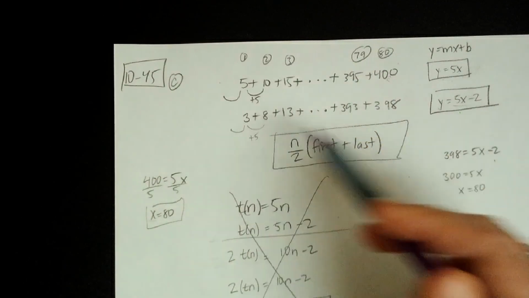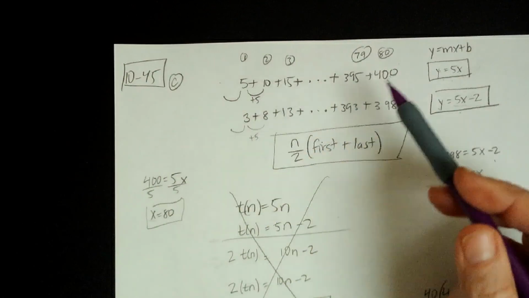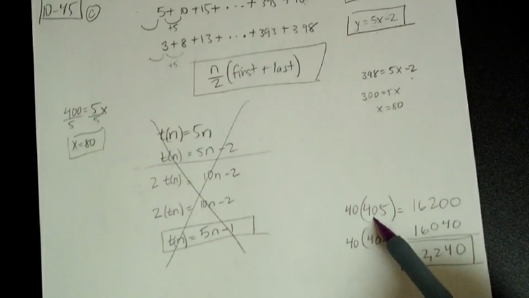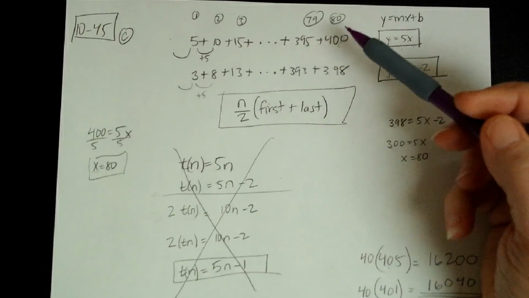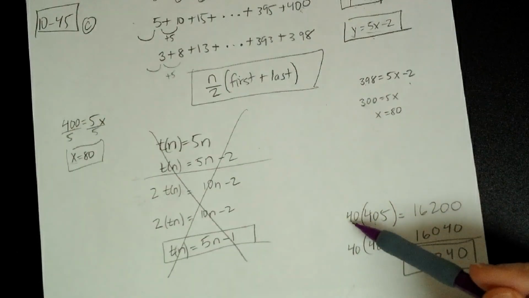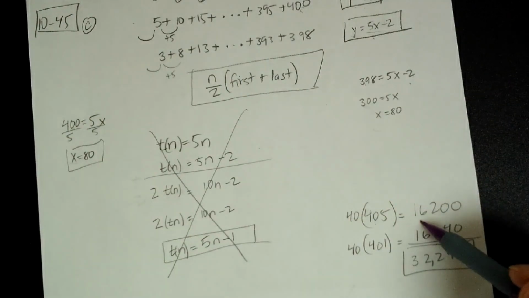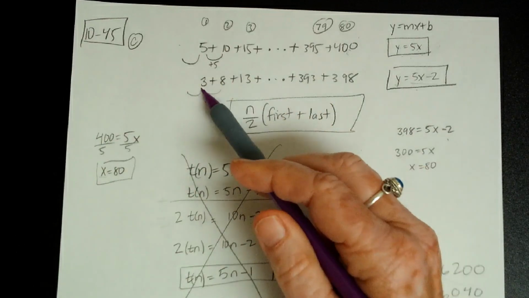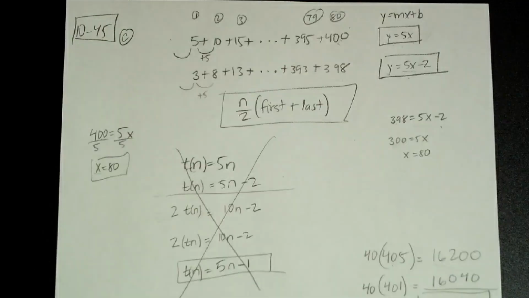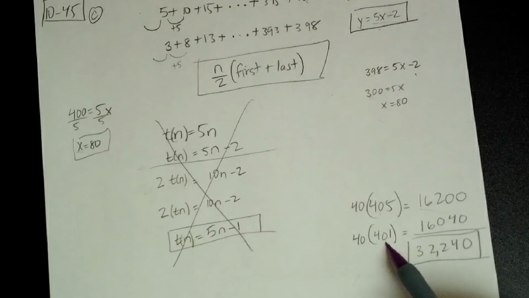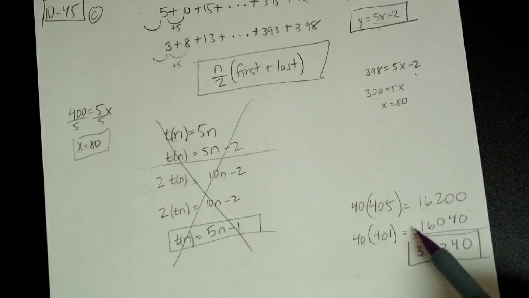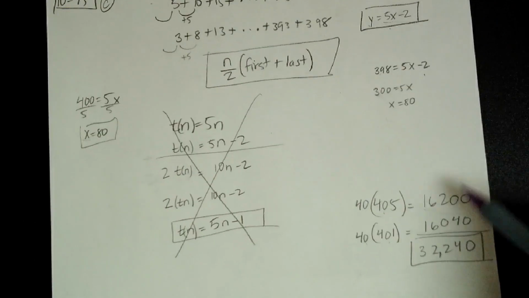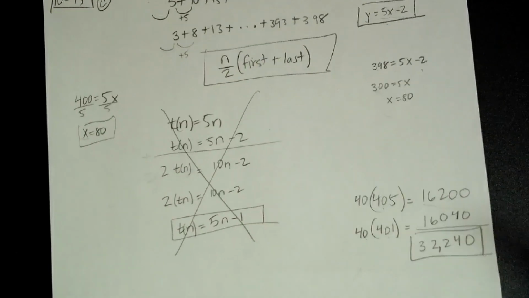So then I can just go 5 plus 400, that's 405, times 80 over 2. 80 over 2 is just 40. And I got this sum for the first series. Then I did the first plus the last, so 3 plus 398 was 401, and then half of 80 is 40. Multiplied those together, I got this sum, and then I added them together, and this is your answer.